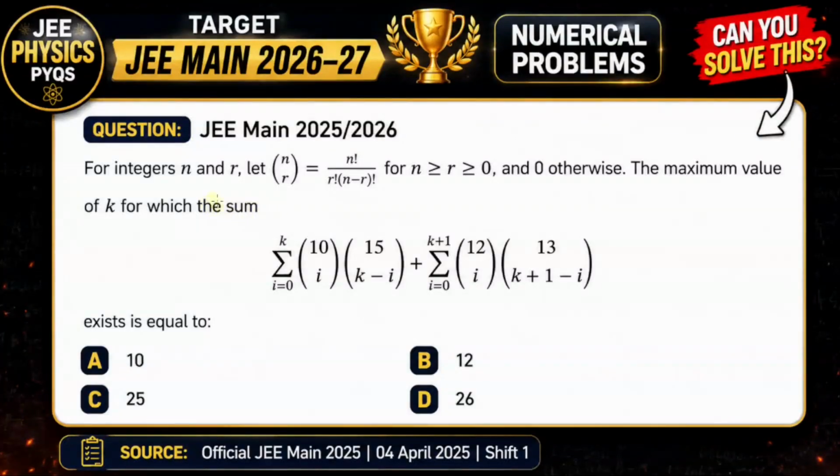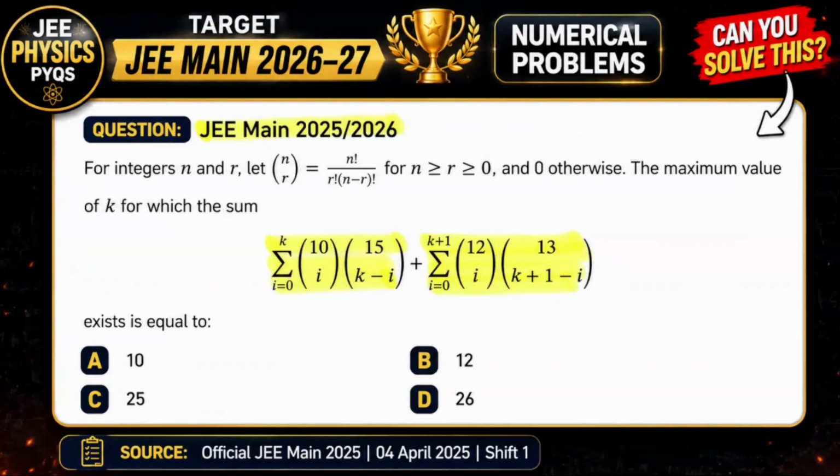Hello students, today we are solving a very interesting JEE Main Mathematics PYQ based on binomial coefficients. At first glance, the question looks lengthy because of the two summations, this one and this one. But don't worry, there is a beautiful identity that converts the entire expression into just one binomial coefficient. Let's solve it step by step.